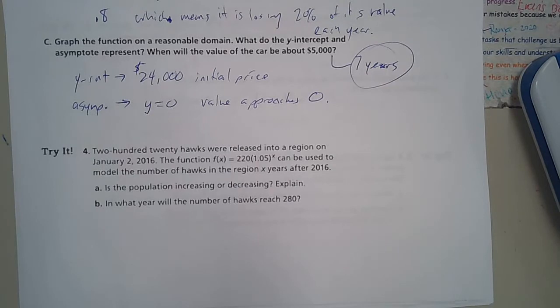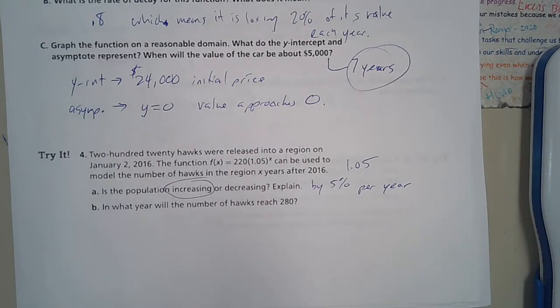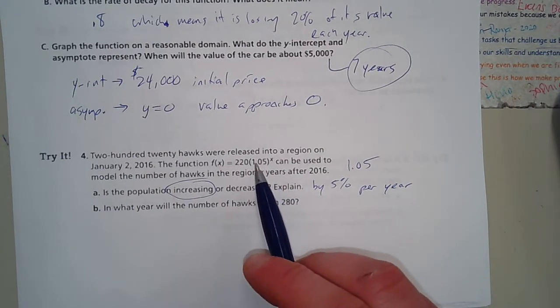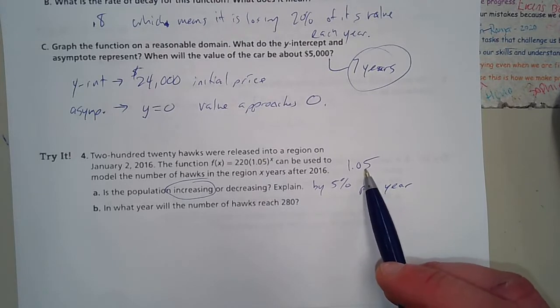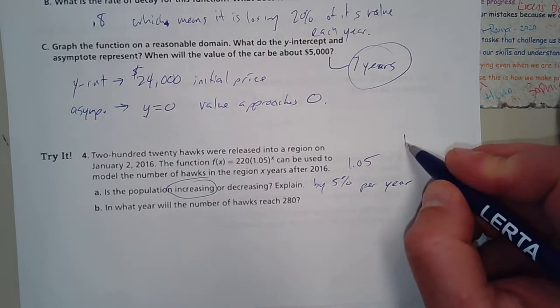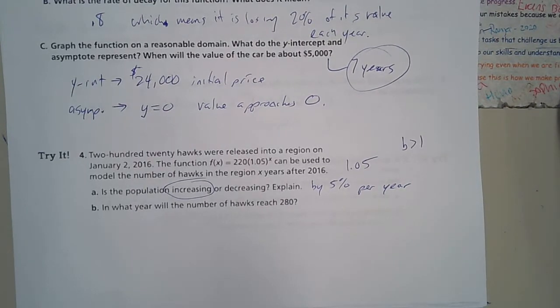Next one here. Go ahead and pause for a second and see if you can answer this one. All right. So I wanted to answer the first part. This population is definitely increasing. You can see the rate here is above 1. 1.05 specifically means they're increasing by 5% per year. So anytime that b value is greater than 1, it's growth.